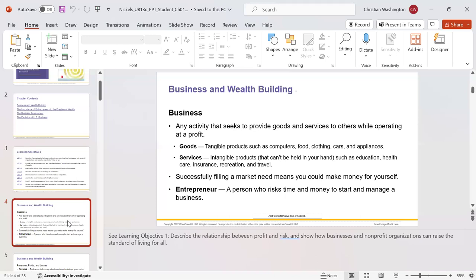I think most of us know what a business is, right? Businesses are categorized by an activity that is to provide a good or service while operating at a profit. You don't necessarily have to operate at a profit to be a business, okay? Your business could be operating at a loss for many years before it becomes profitable. Tesla is an excellent example.